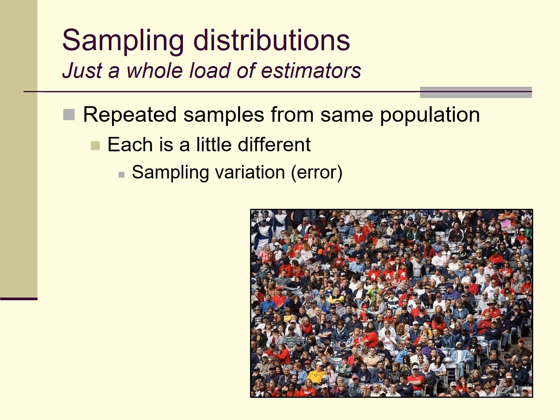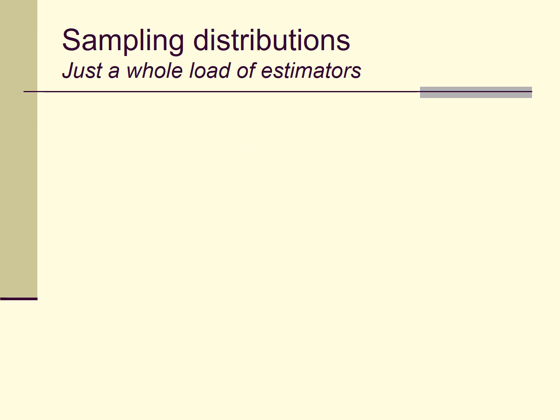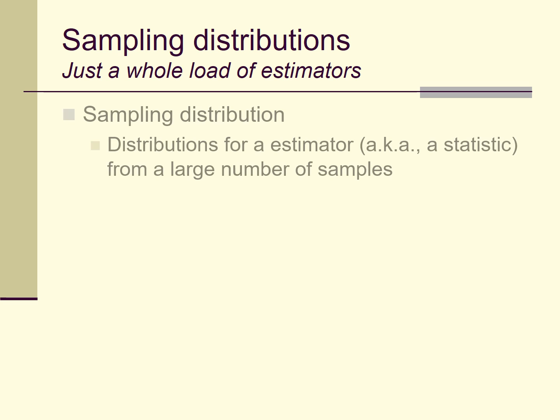Recall in the previous lecture I talked about how variation and error are sometimes used as words interchangeably. The point is, by going through this process, if we had the time and resources to do it, we could eventually construct a sampling distribution, which is just a distribution of values for an estimator, aka a statistic. In this case, that statistic is just the sample mean, drawn from a very large number of samples.